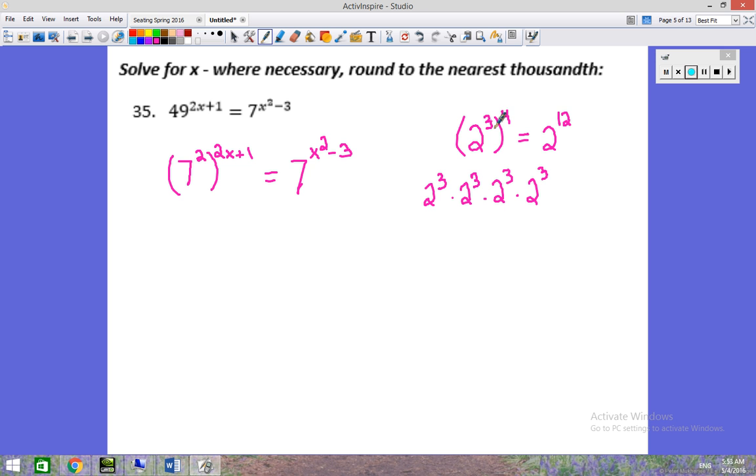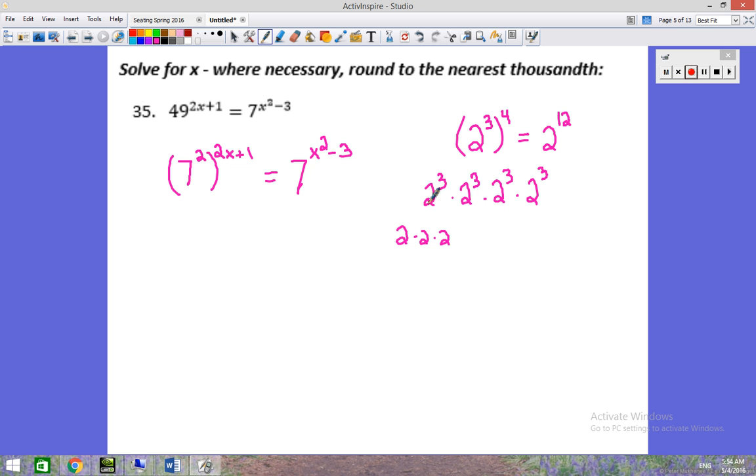Now, a power to a power, you multiply. When you have multiplication, you simply add the exponents. 3 plus 3 plus 3 plus 3, you're going to get 12. If you came in and did this further, each 2 to the 3rd is 3 factors of 2. So if you expand it all the way out, you're going to see that you have 12 factors of 2. But a power to a power, you multiply.